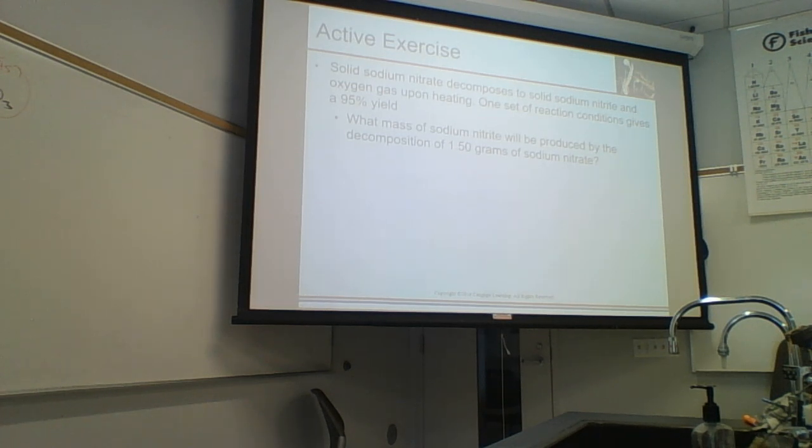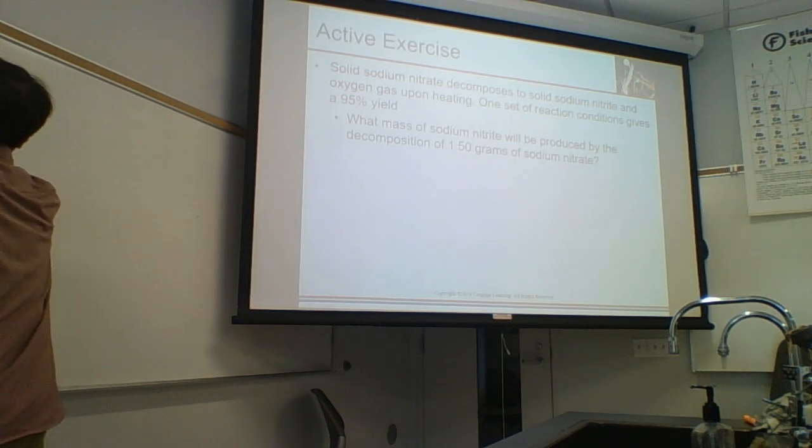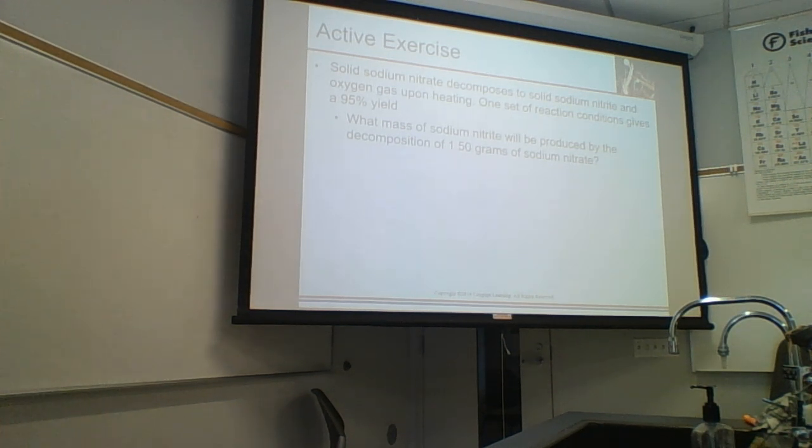But is this grams of sodium nitrite the actual yield or the theoretical yield? Stoichiometry is going to calculate the theoretical yield. So this is my theoretical yield. And then I'll have to do one more step to get my grams of sodium nitrite actual yield. There I'm going to need the percent yield in order to do that. So let's go ahead and set this up.